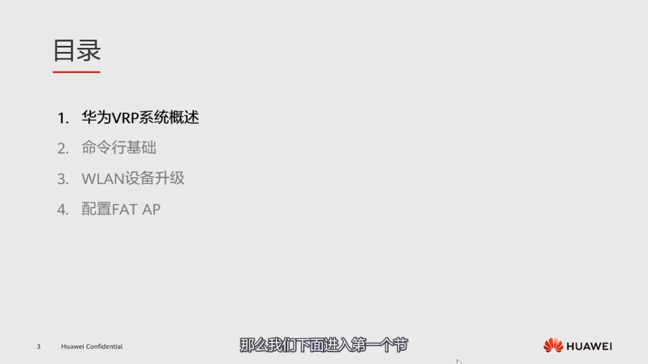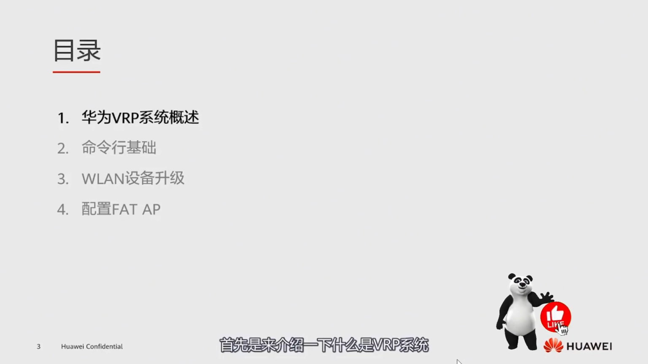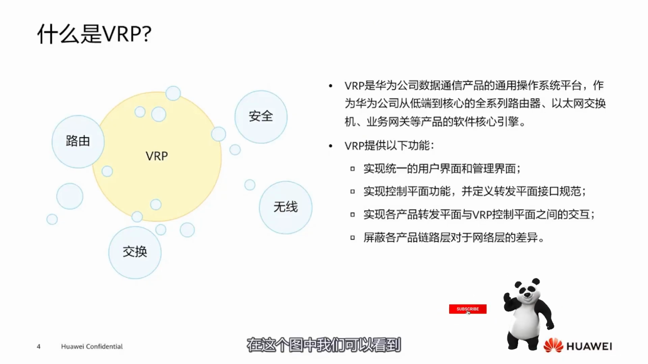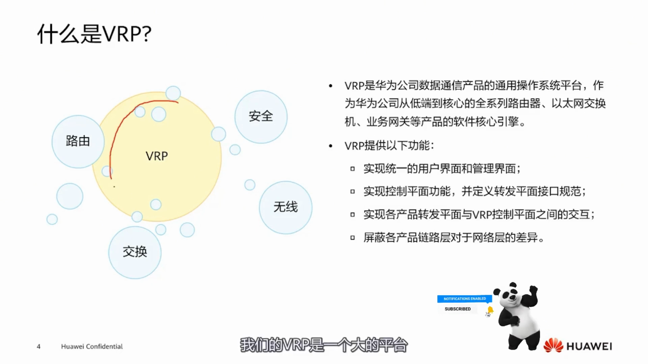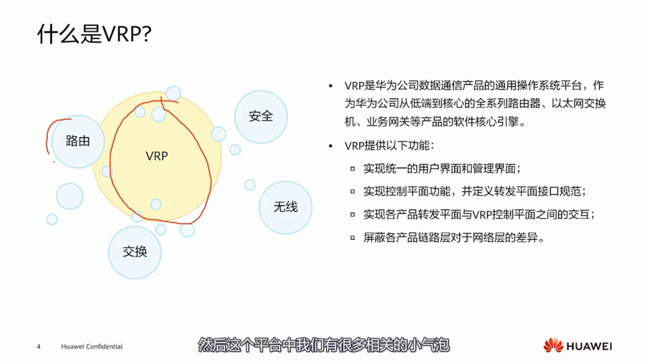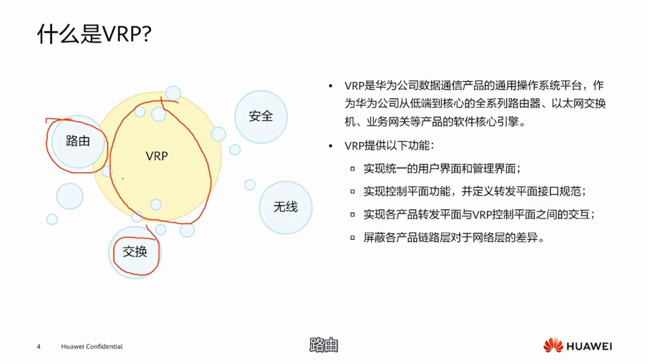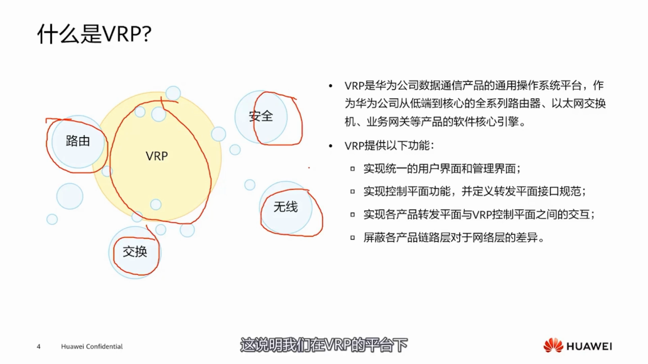First, let's introduce what the VRP system is. In this diagram, we can see our VRP is a large platform, and in this platform, we have many related bubbles: routing, switching, security, wireless. This means that under this VRP platform, devices like routers, security, wireless, and switches can all utilize this platform. At the very beginning, only some low-end devices used this VRP platform. But now, as technology has developed, most of Huawei's devices use this VRP as the operating system platform.